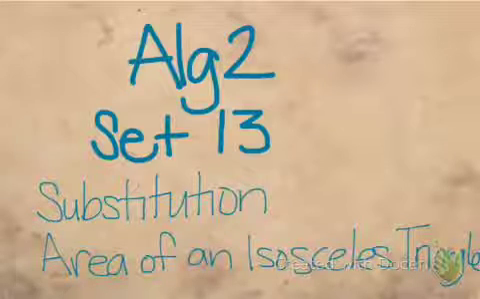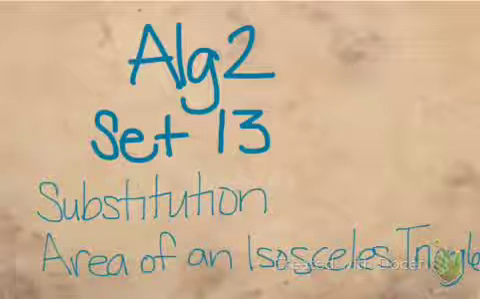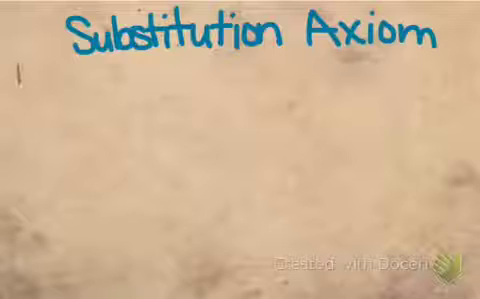Algebra 2, Set 13, Substitution and Area of an Isosceles Triangle. Okay, so we'll start with substitution.